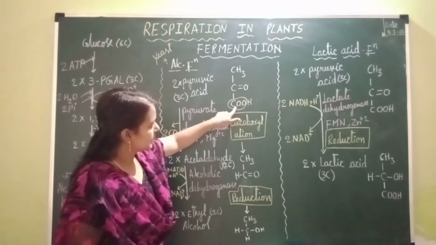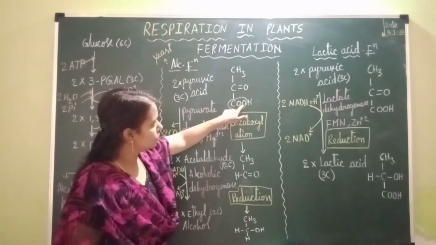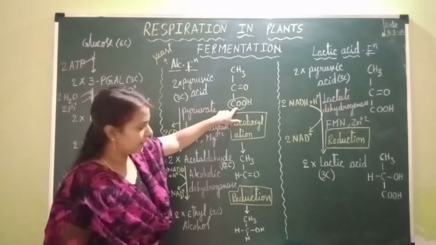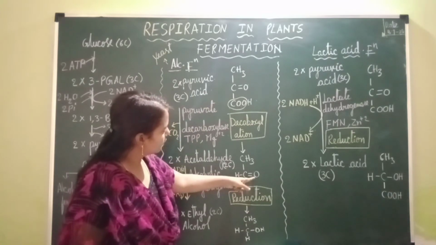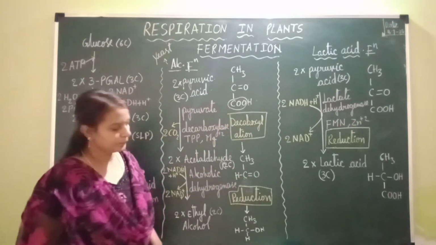So when this carbon and 2 oxygens are released in the form of carbon dioxide, what will remain? CH3, C double bond O, and this H will remain, hydrogen.